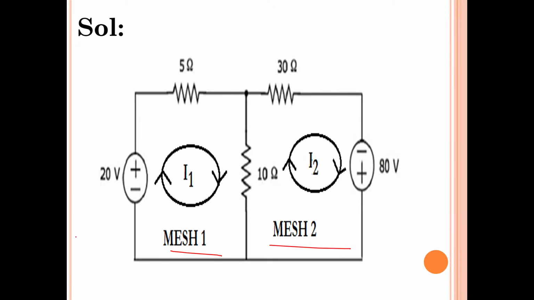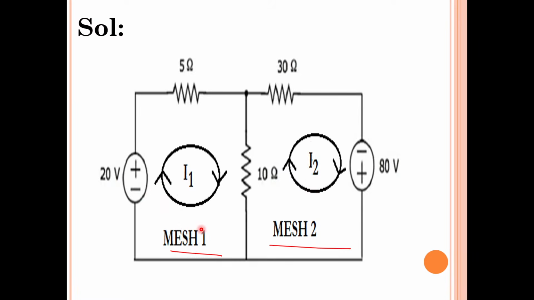Mesh 1 is there and mesh 2 is there. Since two meshes are there, we will consider two mesh currents. Draw a circle in this mesh, draw another circle in the second mesh, and mention I1 in one mesh, I2 in the other. You can consider I1 here and I2 here. It's your wish. It's not mandatory to assume I1 only in the first mesh and I2 only in mesh 2. It's not necessary.